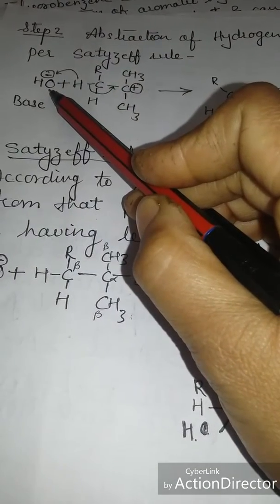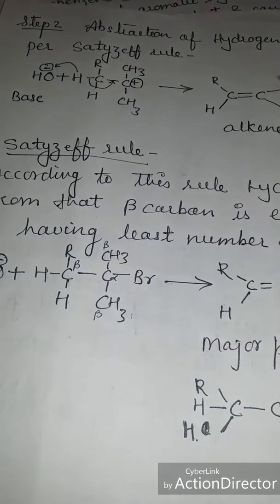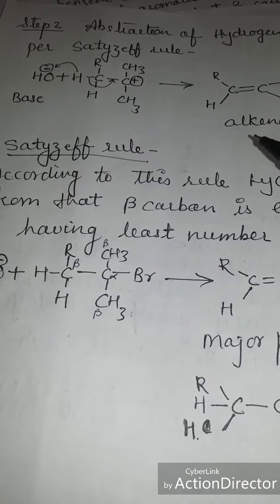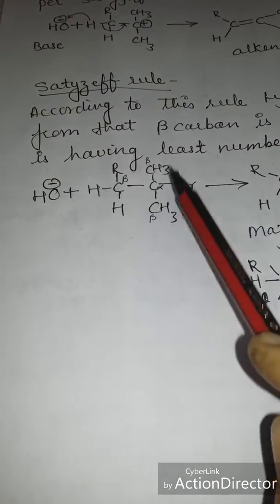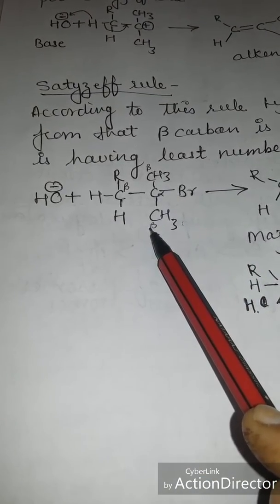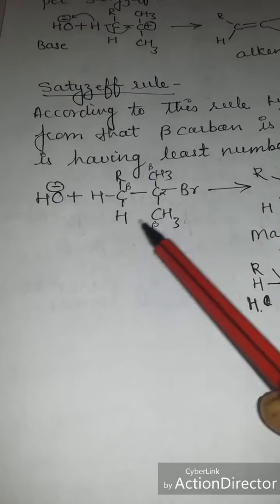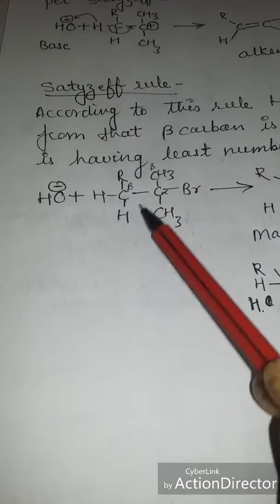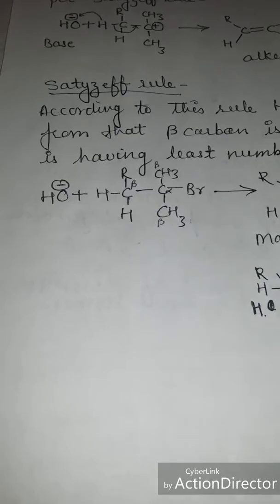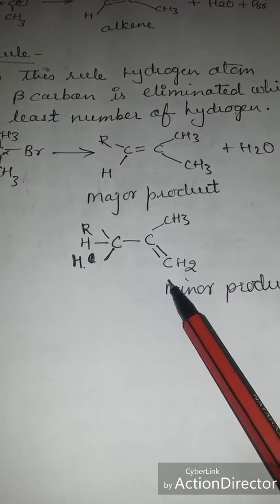So this abstraction can take place as per the Zaitsev rule, in which hydrogen will be eliminated from that beta carbon which is having least number of hydrogen, resulting in the formation of alkene. So this is the Zaitsev rule. In this case, if you see this example, there are 3 beta carbons. So hydrogen will be eliminated from that beta carbon which is having least number of hydrogen. This is having 3, this is having only 1, 2. So hydrogen will be eliminated from here. So this will be the major product, and the other one will be the minor product.